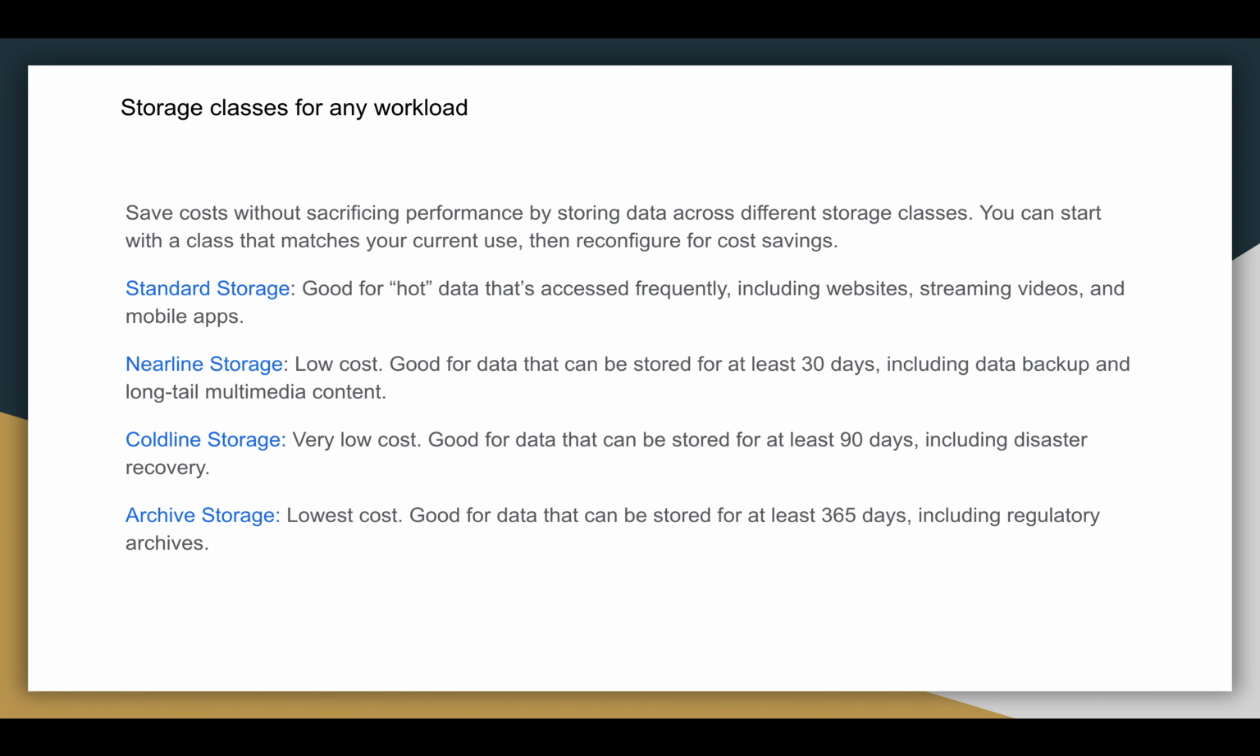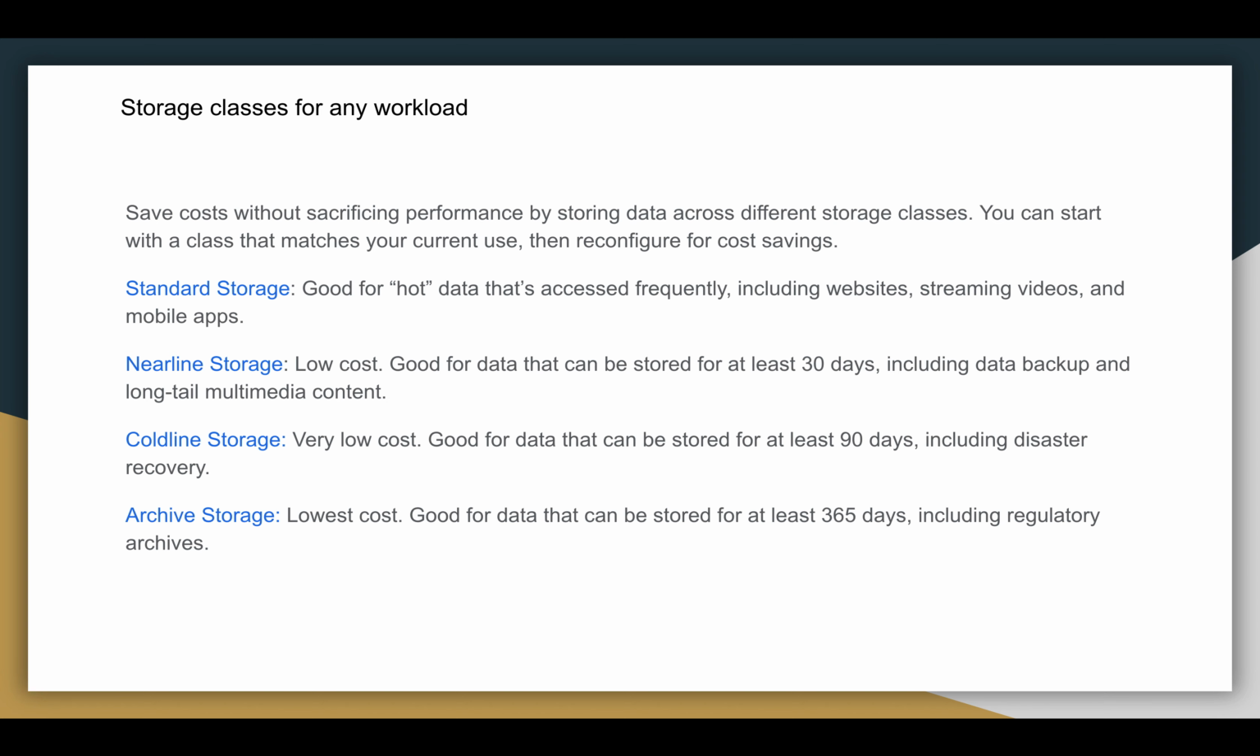Now we are going to see the storage classes for any workload. We have four options: standard storage, nearline storage, coldline storage, and the last one is archive storage. The first one, standard storage, is good for hot data that is accessed frequently, including websites, streaming videos, and mobile apps. The second one is nearline storage, which is low cost. It is good for data that can be stored for at least 30 days, including data backup and long tail multimedia content.